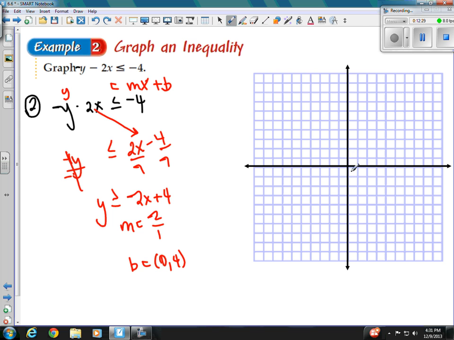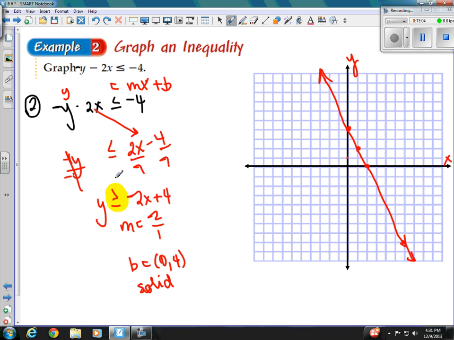And now we graph it. So 0, 4 is where I begin. It's on my y-axis, so go to 0, then up 4: 1, 2, 3, 4. Then my slope tells me to go down 2, right 1, down 2, right 1. Then we come back here and we look at our inequality symbol, and we say, what type of line do I need? Solid or dashed? It's underlined, so I need a solid line. So we come back through here and make a solid line all the way across our graph.